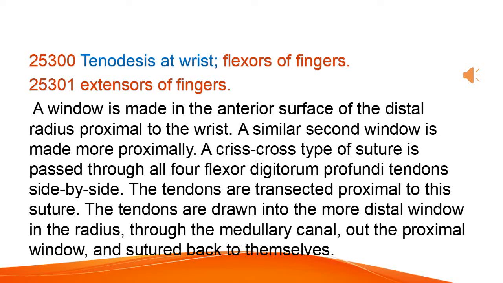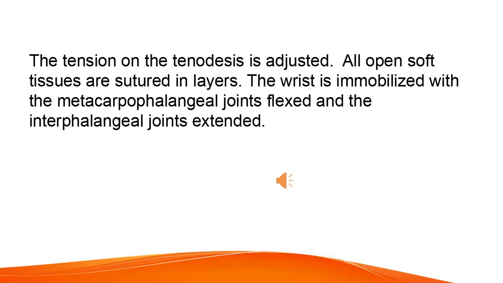The tendons are drawn into the more distal window in the radius, through the medullary canal, out the proximal window, and sutured back to themselves. The tension on the tenodeses is adjusted. All open soft tissues are sutured in layers. The wrist is immobilized with the metacarpophalangeal joints flexed and the interphalangeal joints extended.